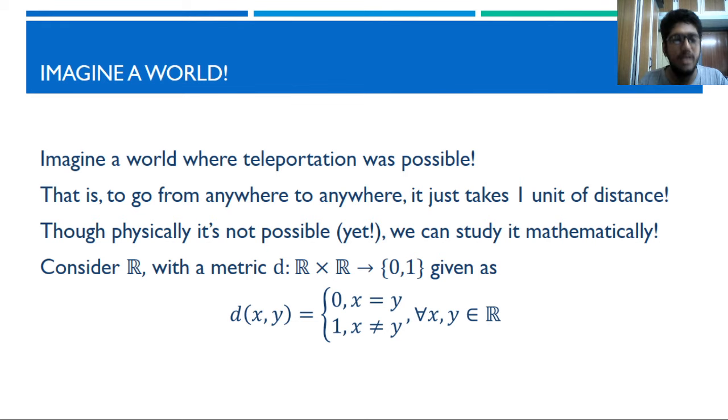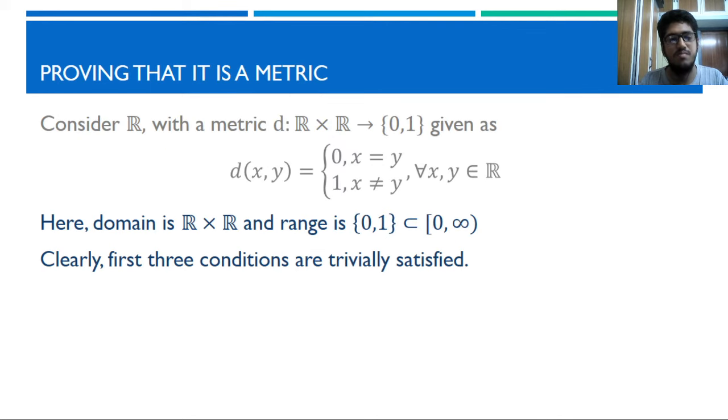Now this d is defined as d of x comma y is equal to 0 if x is equal to y, and 1 if x is not equal to y. As I told you, the domain is R cross R. The d is a metric on R. The range is {0, 1}, and those are the only two values this particular metric takes, and it's a subset of the closed interval [0, infinity). Problem solved.